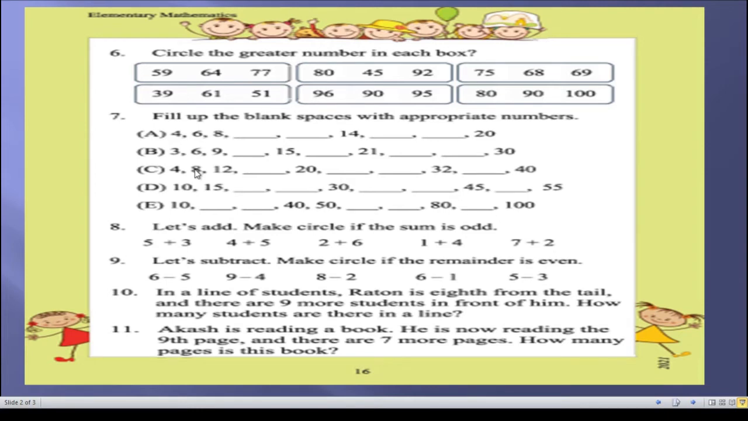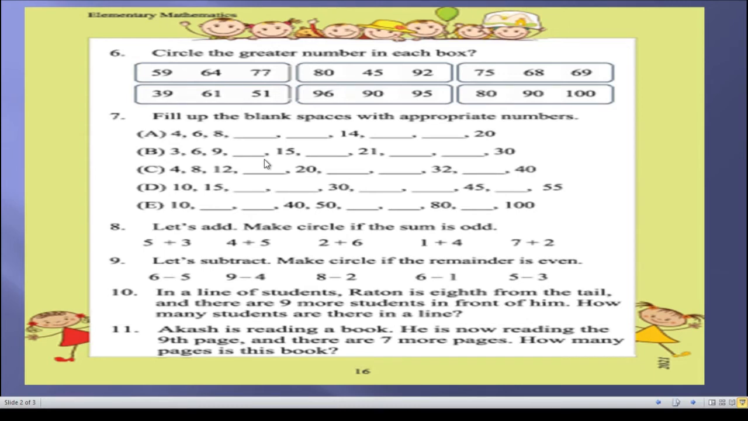So when we add 4 to 4, we can find the second number, that is 8. When we add 4 to 8, we can find the third number, 12. And when we add 12 plus 4, what will be the answer? 12 plus 4 is equal to 16, and that is why you should fill this gap. You must fill this gap with 16.